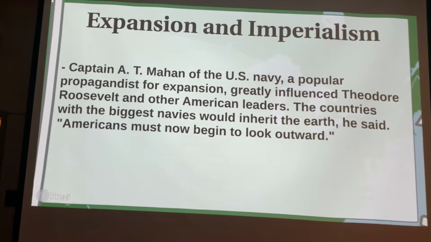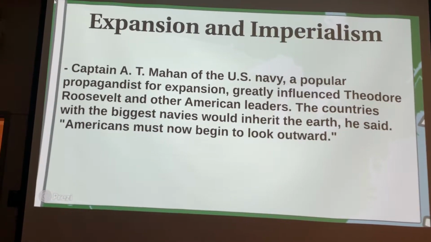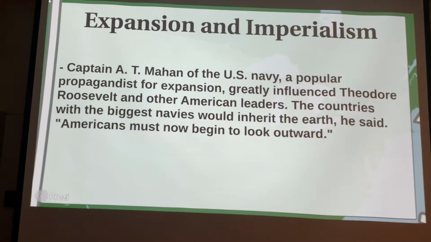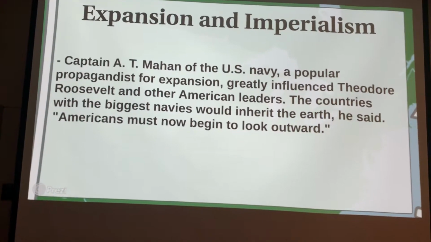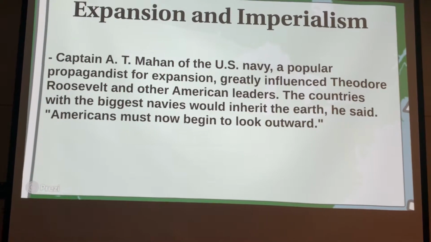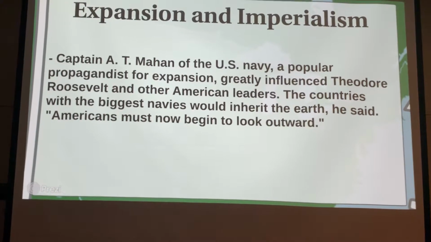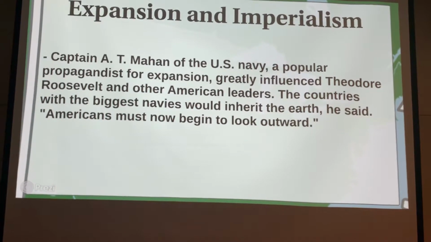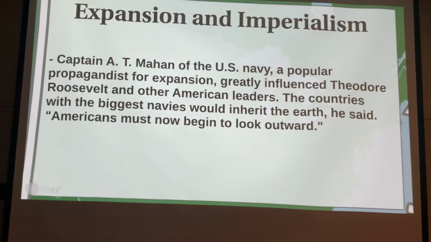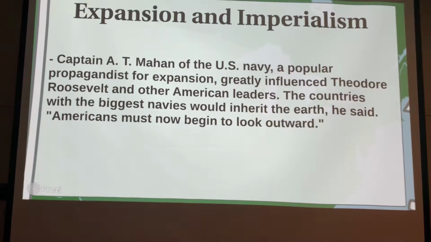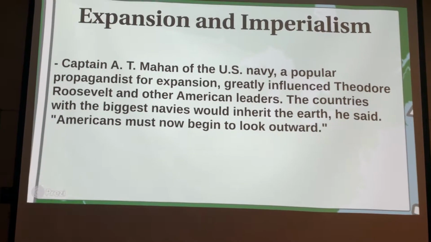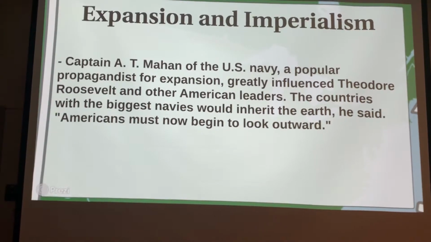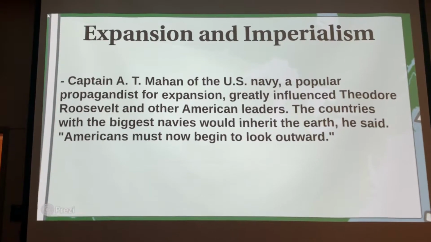And then there was Captain A.T. Mahan of the United States Navy, a popular propagandist for expansion, greatly influenced by Theodore Roosevelt and other American leaders. The country with the biggest navies would inherit the earth, he said. So he had the idea that the country with the biggest ships and the biggest armies would eventually take over most of the earth or the islands.